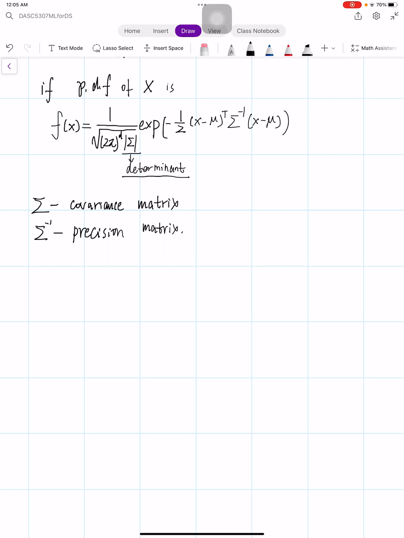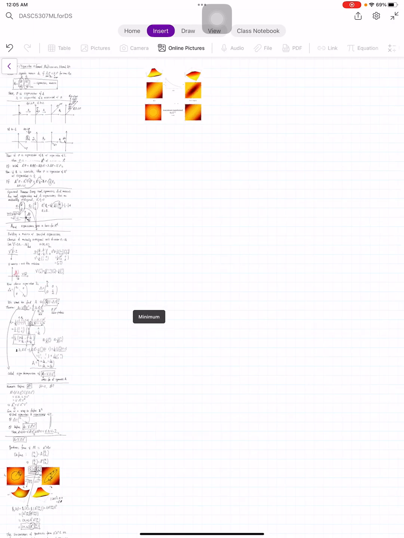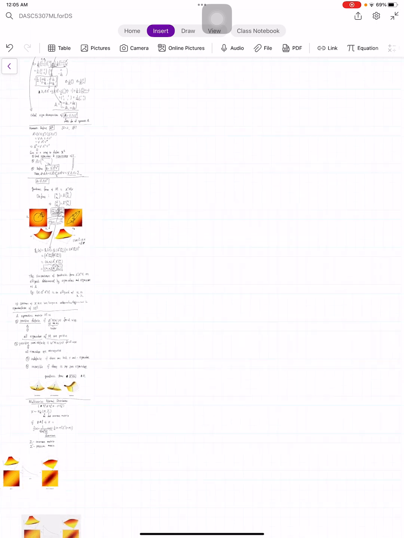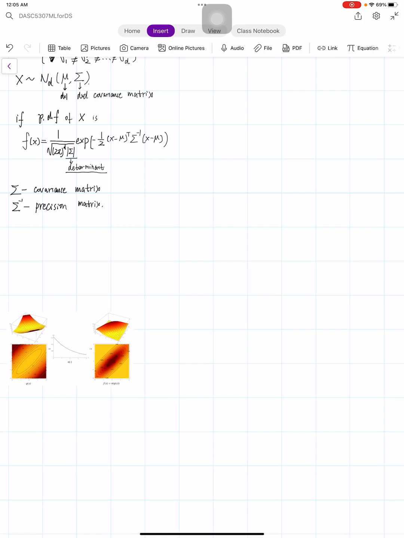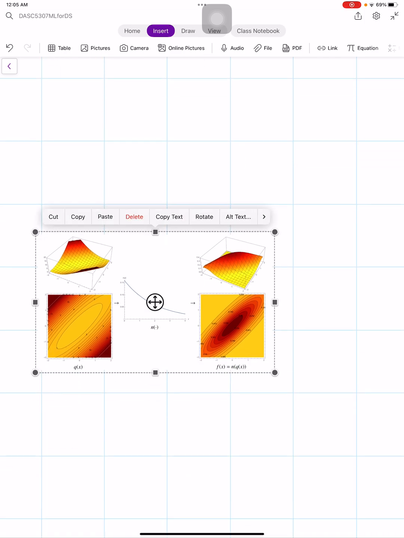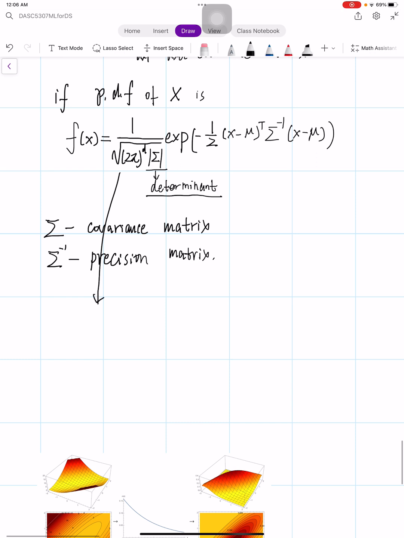Okay, let's see what this gives us. Actually, this is given by this one. Actually, this density function, we can understand as a composition of the q function, q(x), which equals x minus mu transpose a matrix times a matrix x minus mu.